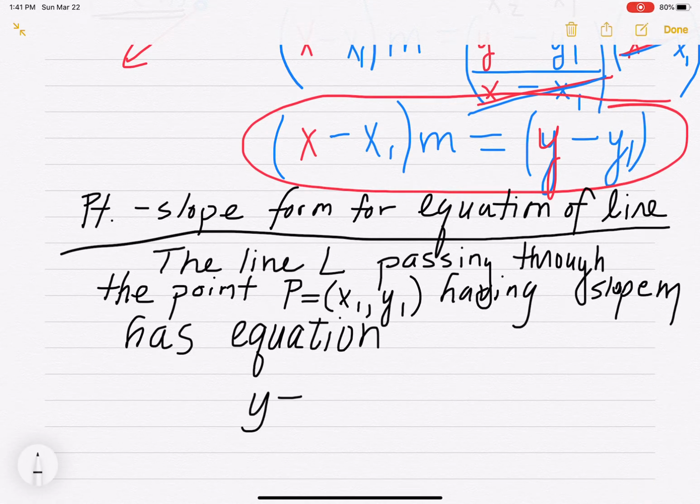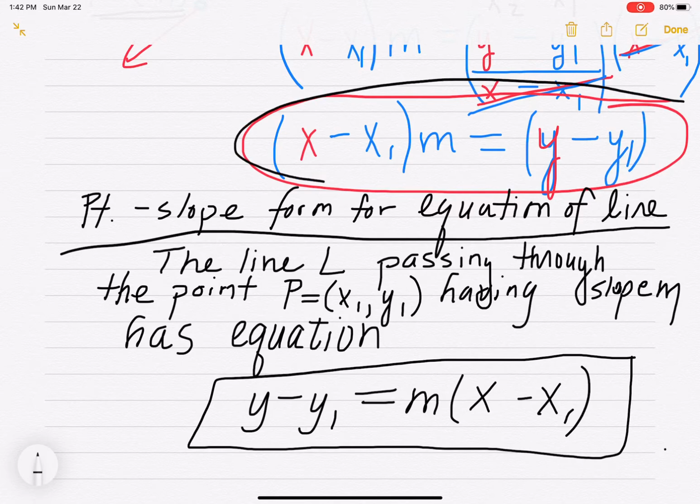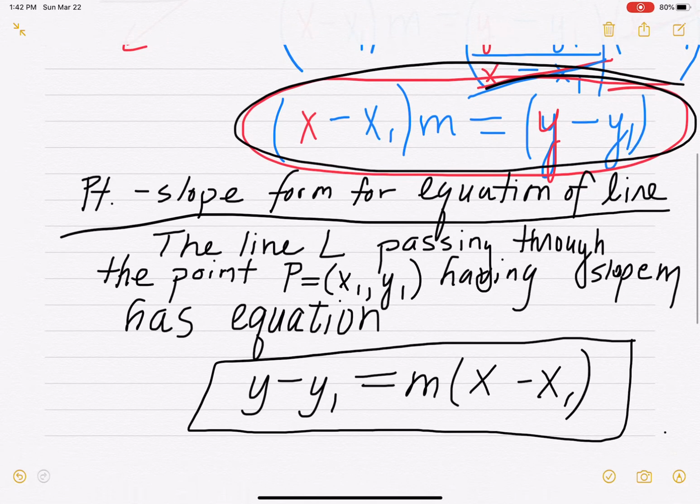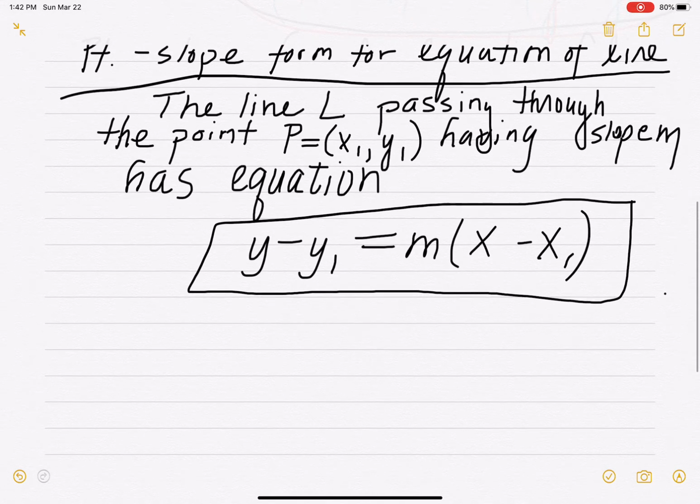y minus y1 equals m times x minus x1. So here is our point-slope form for the equation of a line. It says the line that passes through x1, y1 and has a slope of m has the following equation: y minus y1 equals m times x minus x1. That's the same equation as this, just written a little differently, in a different order. So you definitely want to remember this formula. This is when you have a point and a slope given.